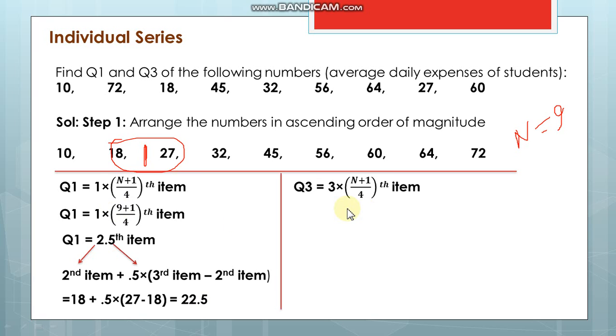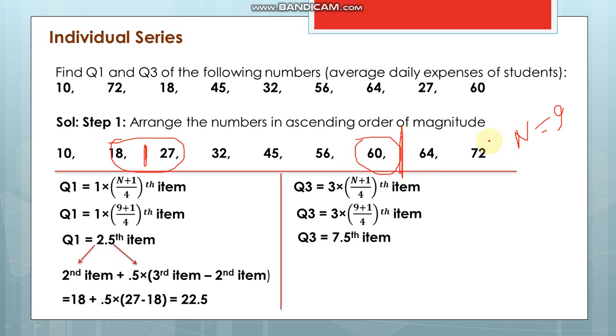Let us see quartile 3. What is the formula? Quartile 3 is 3 into n plus 1 by 4th item. What is my n? N is 9. So 3 into 9 plus 1 by 4th item, that means the 7.5th item. What is my 7th item? 1, 2, 3, 4, 5, 6, 7. So this is my 7th item, right? And my quartile 3 is between the 7th and 8th item, so it lies somewhere here.